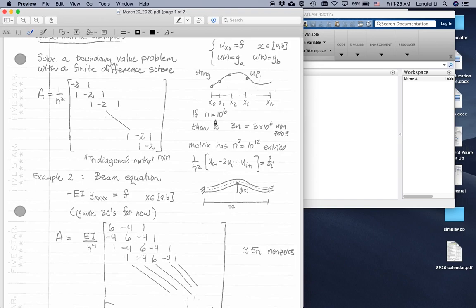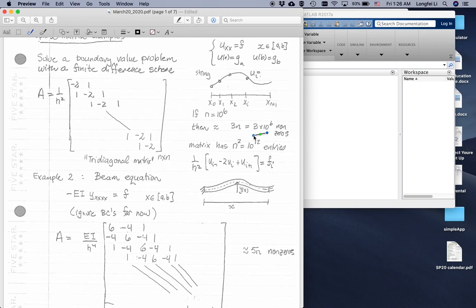So for example, if my n is 10 to the 6th power here, then for this matrix we only have 3n non-zeros, therefore we have 3 times 10 to the 6th non-zeros. However, if we store the whole matrix, everything including the zeros, we will end up having to store n squared numbers, right? n squared entries, which in this case is 10 to the 12th entries.